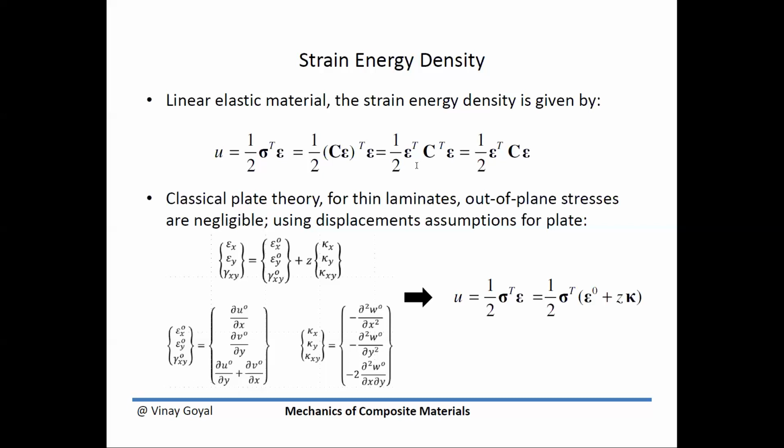In classical plate theory, we made some fundamental assumptions. We assume that the out-of-plane stresses are negligible for thin laminates, meaning that the laminate is fairly thin compared to the other 2 dimensions in the in-plane direction. We also discussed the displacement assumptions required to derive classical plate theory: the normal to the mid-surface remains normal, and the thickness direction does not change very much when you apply deformations. Those are the fundamental assumptions we made before under classical plate theory.